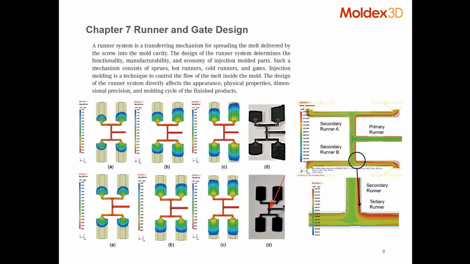The runner system is a transferring mechanism for spreading the melt into the cavity. The design of the runner system determines the functionality, manufacturability, and also economy of the injection molded part. In this chapter, readers will be given knowledge about the rudimentary design guide of runners and gates, as well as actual cases on how to use CAE tools to verify the runner systems.